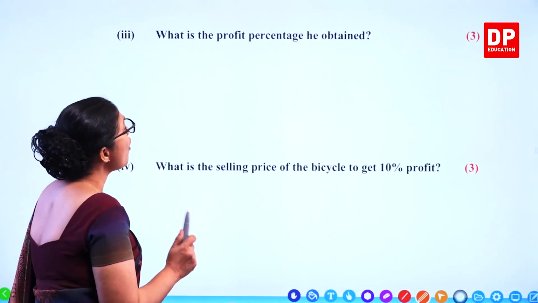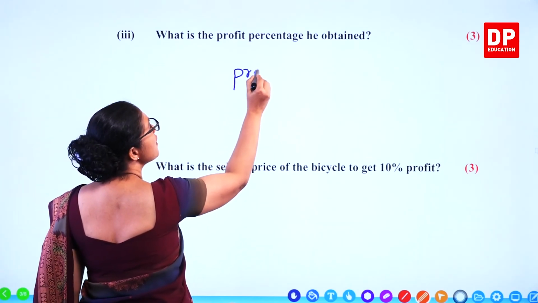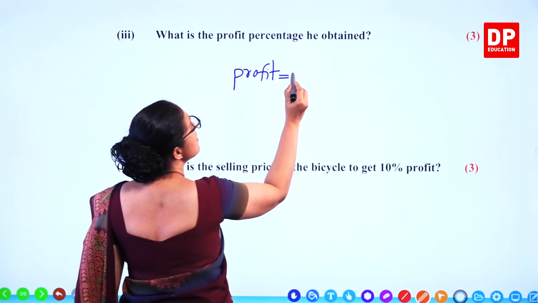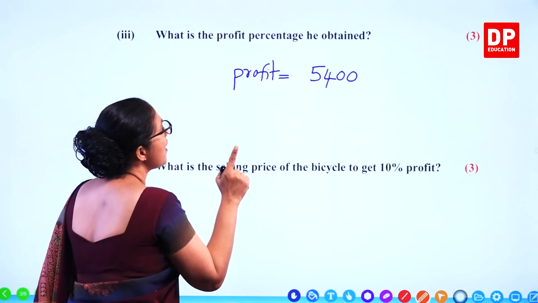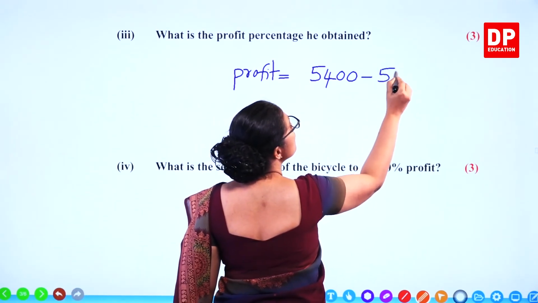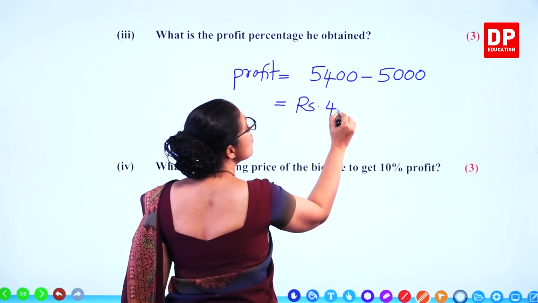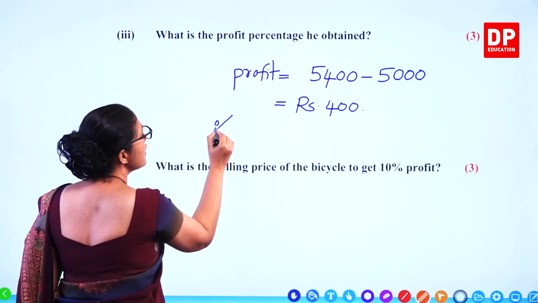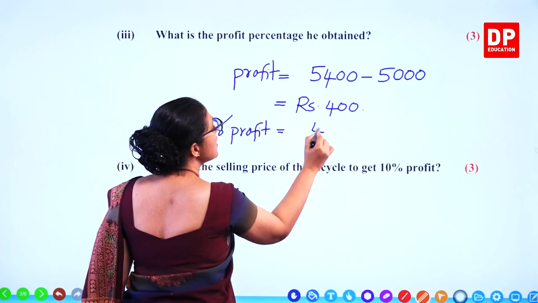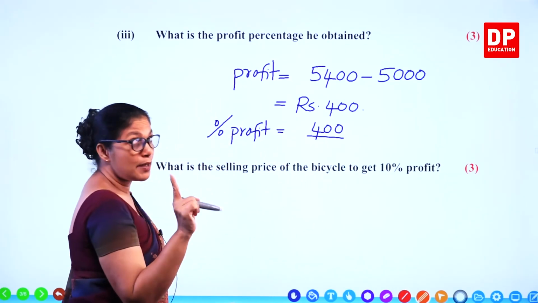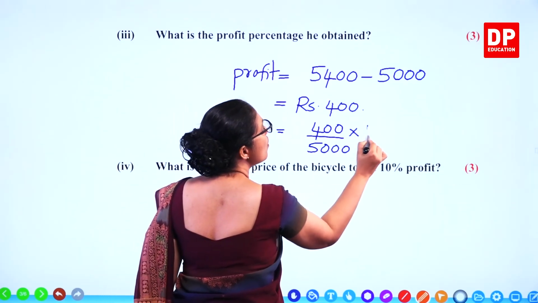Third part, what is the profit percentage he obtained? So what's the profit first? We have to find out the profit. Profit is 5,400, the selling price, minus the buying price 5,000. So that's 400 rupees. So how do you find out the percentage profit? Divide the profit by the buying price. Always remember you have to divide by the buying price into 100%.